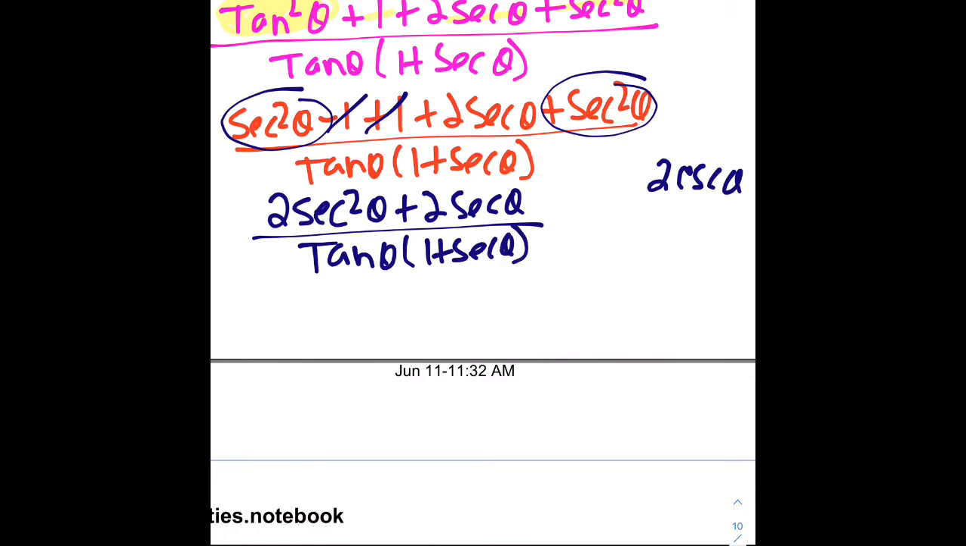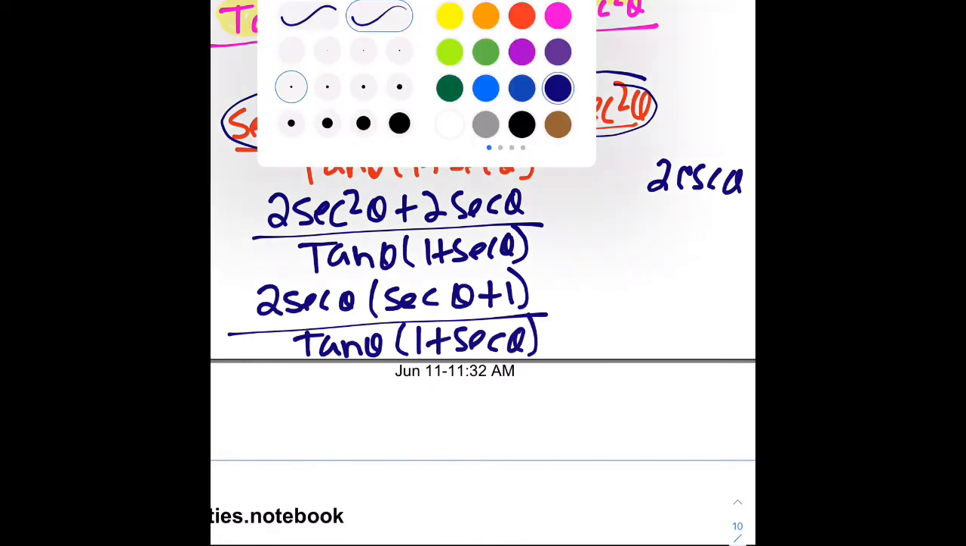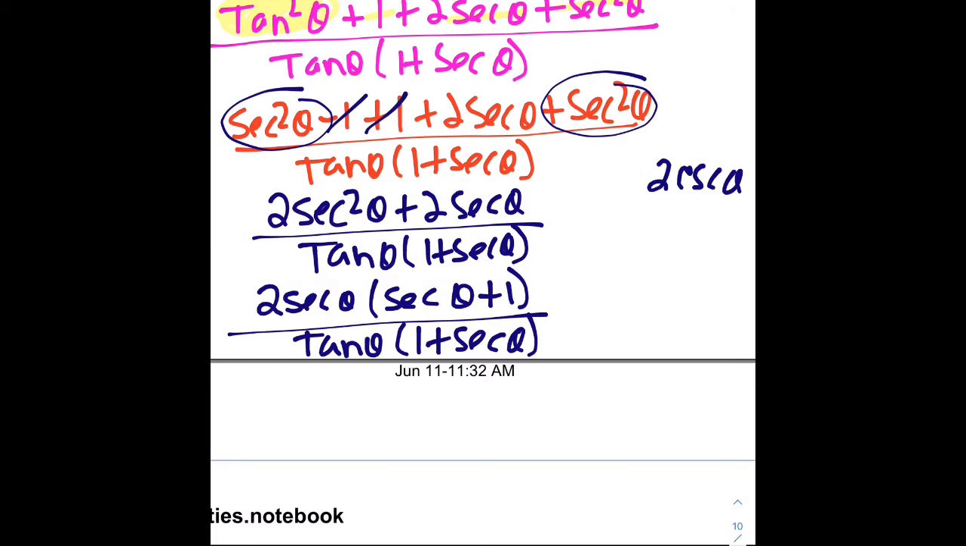So if I look at the numerator, I can take out a 2 secant theta as a GCF, leaving me with a secant theta plus 1. Oh, I'm loving that because what can happen in the denominator? I can cancel out those two expressions. Remember that addition is commutative, so it doesn't make a difference if it's secant theta plus 1 or 1 plus secant theta. Those are equivalent statements.